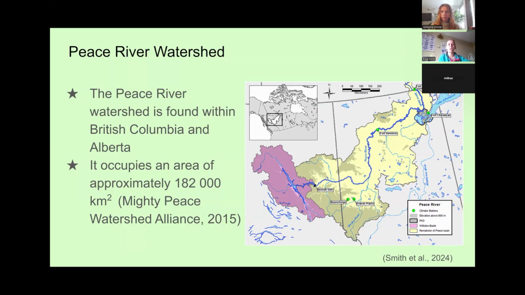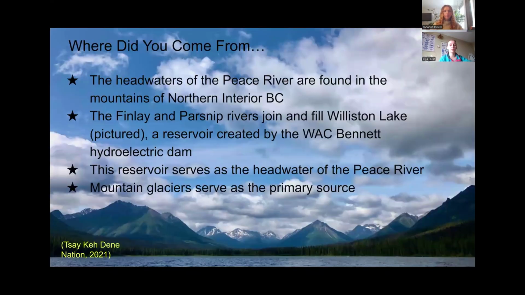So the Peace River watershed is found within British Columbia and Alberta, and it occupies an area of approximately 182,000 kilometers squared. The headwaters of the Peace River are found in the mountains of northern interior BC. Here, the Finlay and Parsnip rivers join and fill Williston Lake, which is pictured in the background here, a reservoir created by the WAC Bennett Hydroelectric Dam. This reservoir serves as the headwater of the Peace River, and mountain glaciers serve as the primary source.